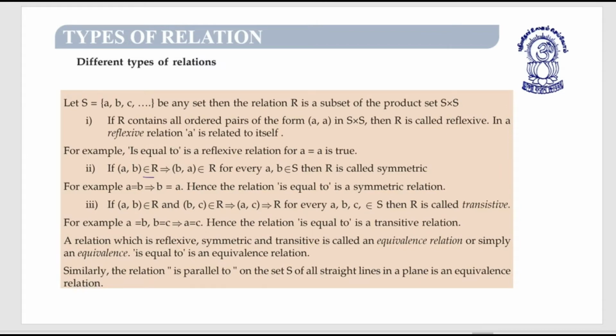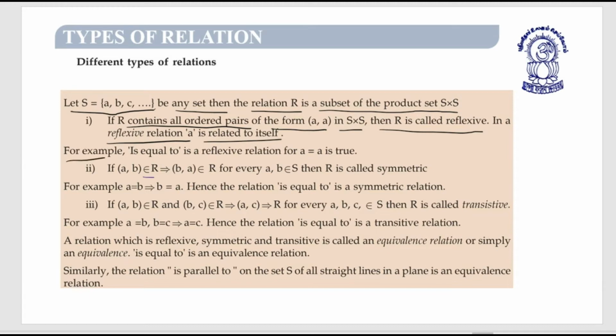In this lecture we will study the types of relations. Let S = {a, b, c} be any set, then a relation R is a subset of the product set S × S. First, if R contains all ordered pairs of the form (a, a) in S × S, then R is called reflexive. In a reflexive relation, a is related to itself. For example, "is equal to" is a reflexive relation, for a = a is true.